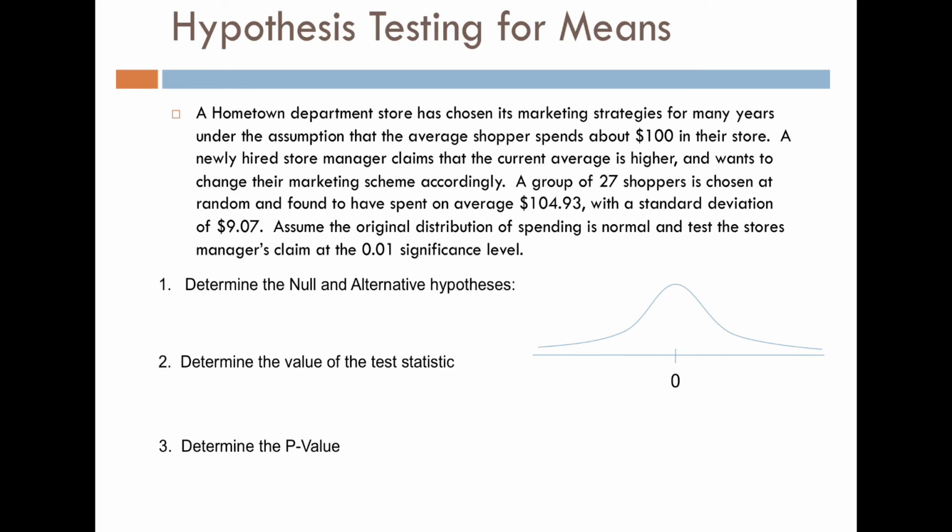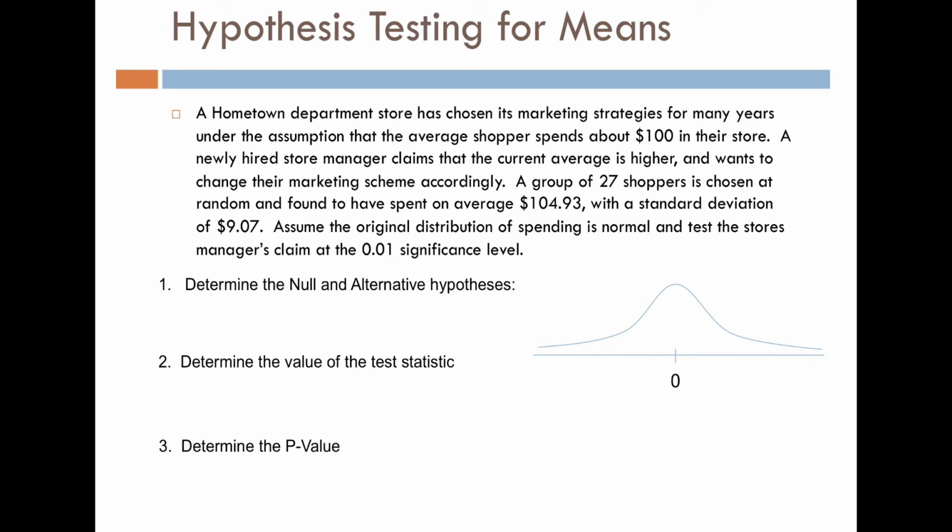Let's look at another example here. A hometown department store has chosen its marketing strategies for many years under the assumption that the average shopper spends about $100 in their store. A newly hired store manager claims that the current average is higher and wants to change their marketing scheme accordingly. A group of 27 shoppers is chosen at random and found to have spent an average of $104.93, with a standard deviation of 9.07.